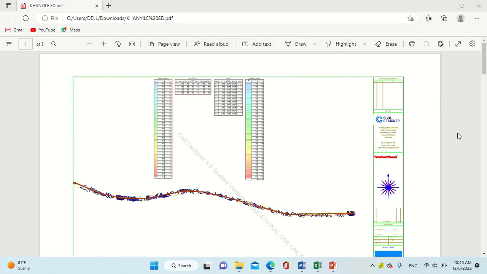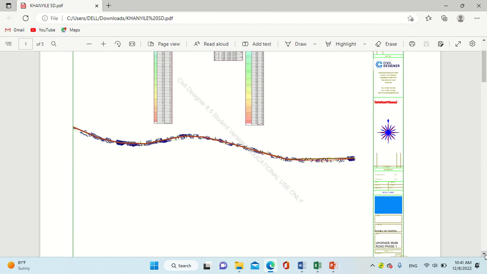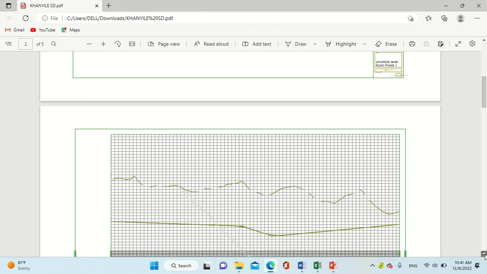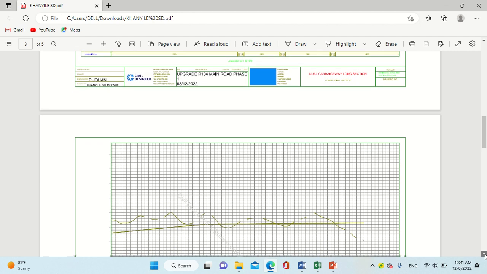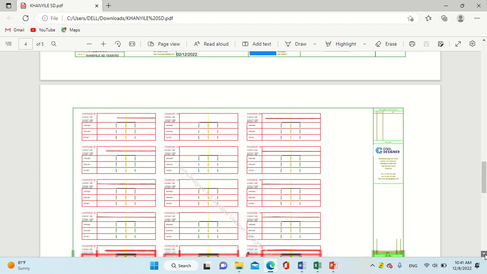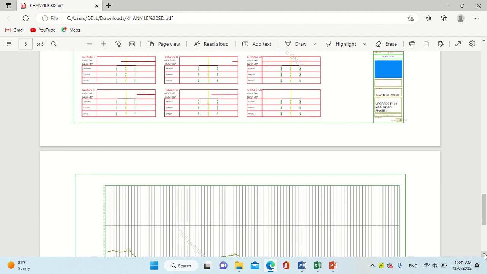Okay, now as I mentioned, I've used Civil Designer to design the actual road, using the student version. These are my designs, which will be attached to my drawings, which I will not go through, but the detailed drawings are also attached to the project itself.